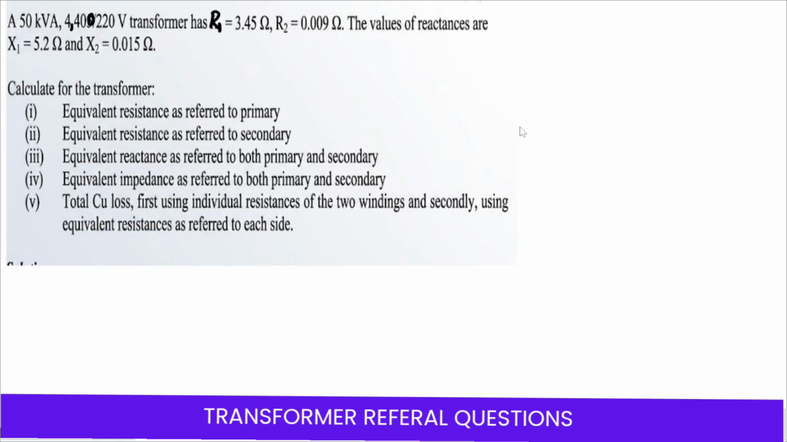We are going to solve this particular question under the referral in transformers. First of all, we have been given certain data within the question. The question states a 50 kVA, 4400/220 volts transformer. Okay, so that is the rating of the transformer. So let's have our data.